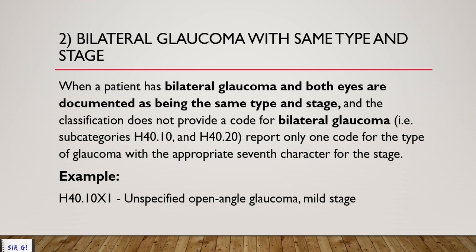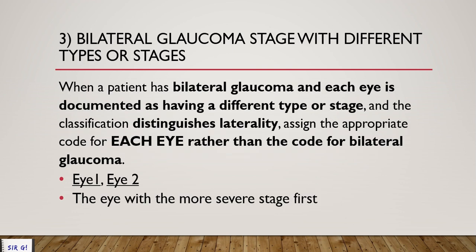If we don't have an option for bilateral glaucoma codes, we are going to use one code only for the type and the stage, as long as we have the same type and the same stage. Still one code. Okay, but in your next guideline, what if it is bilateral glaucoma with different types or stages?